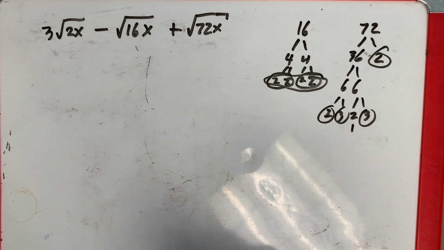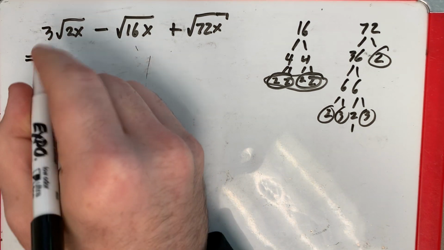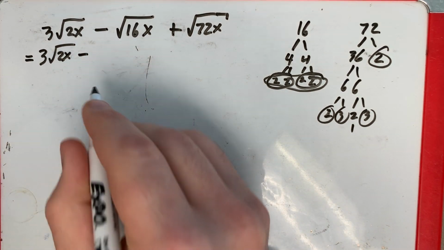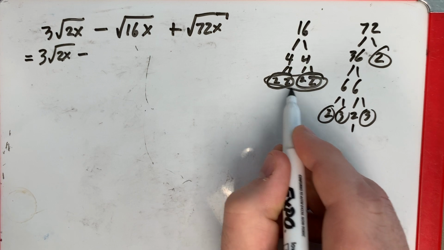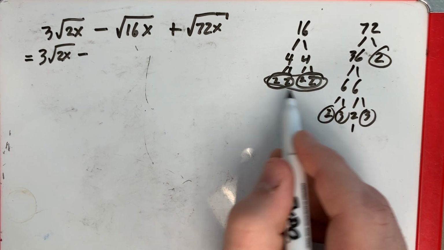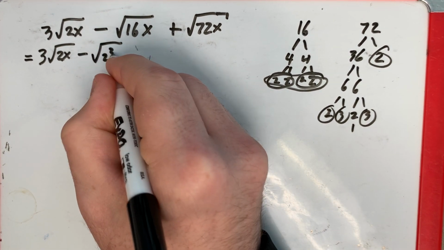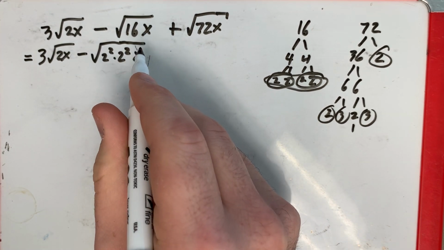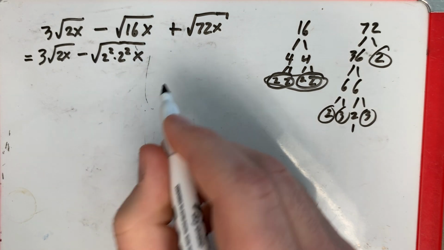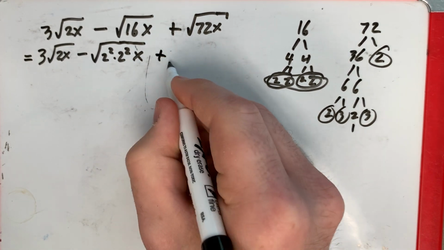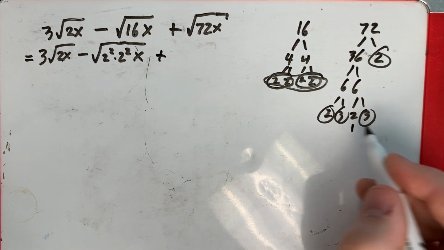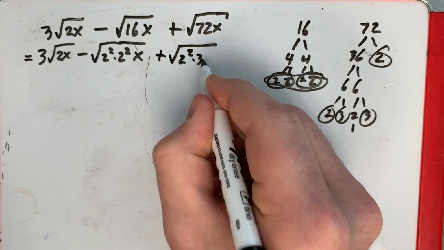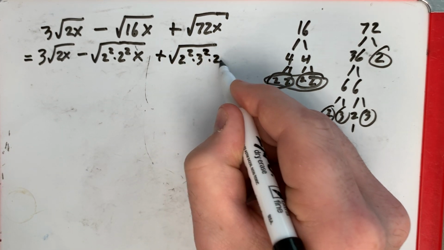Now let's rewrite this expression. I can't do anything with the first one, so I have 3 times square root of 2x minus, we broke down 16 into 2 squared times 2 squared, and then this x just came along because we couldn't break down x any further. We only have one of them. So 72 broke down into a pair of 2s and a pair of 3s and a spare 2. So we have 2 squared times 3 squared times 2 times x.